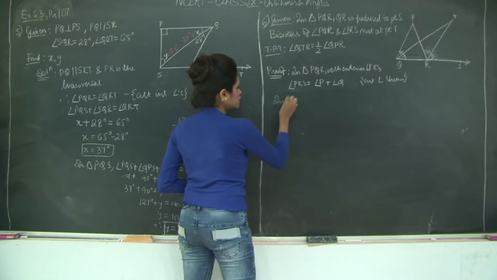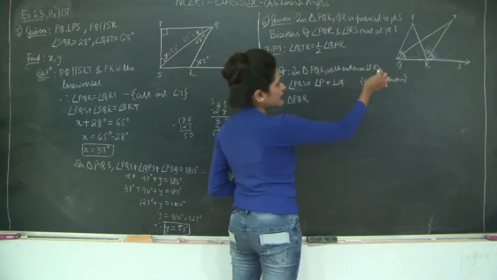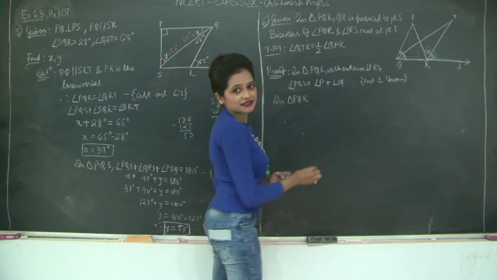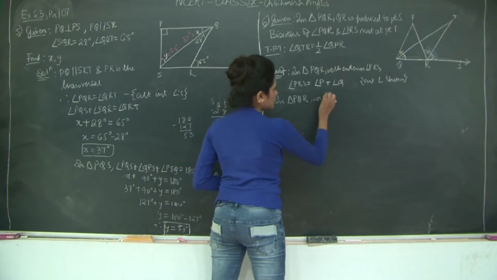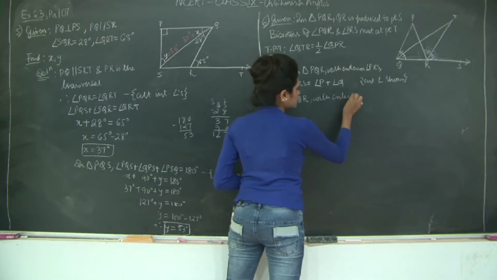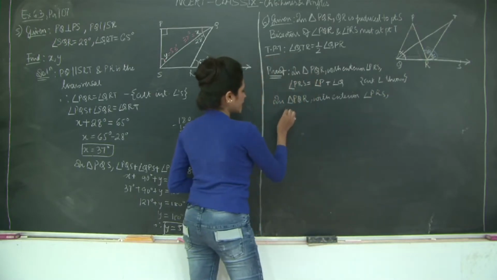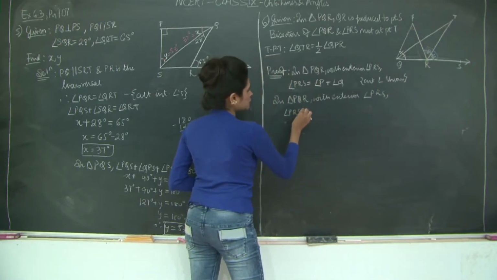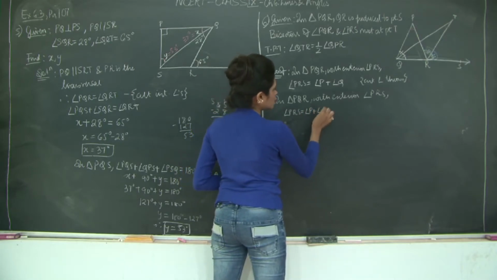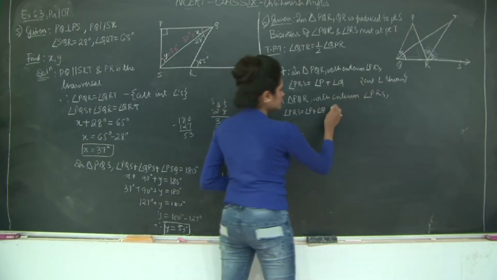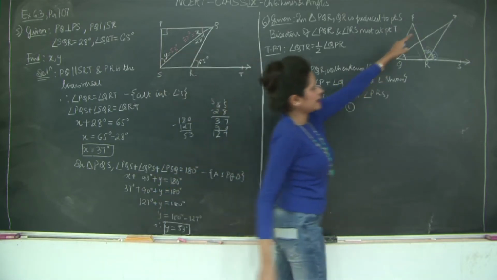So now first I am going to take into consideration triangle PQR. So I am going to say in triangle PQR, what do I have? I have my exterior angle as PRS. So in triangle PQR with exterior angle PRS, what do I have? Angle PRS is equal to angle P plus angle Q, which is what we have written here as well, correct?